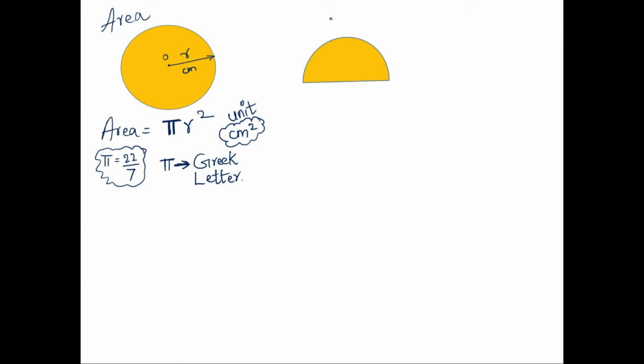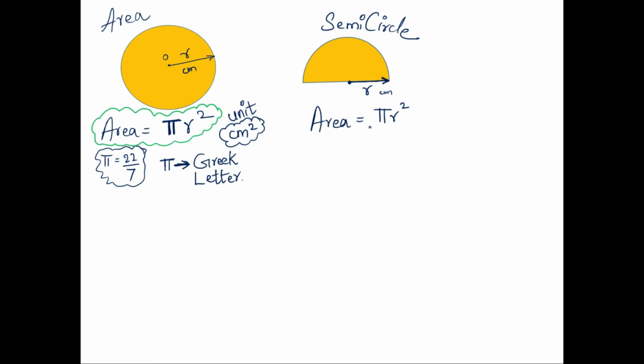Here you have a semicircle. We have the radius here as r centimeters. Now let's connect it to the previous formula. The area of a circle is pi r squared. So for a semicircle, we are just taking half of this area. So the formula is going to be pi r squared divided by 2.